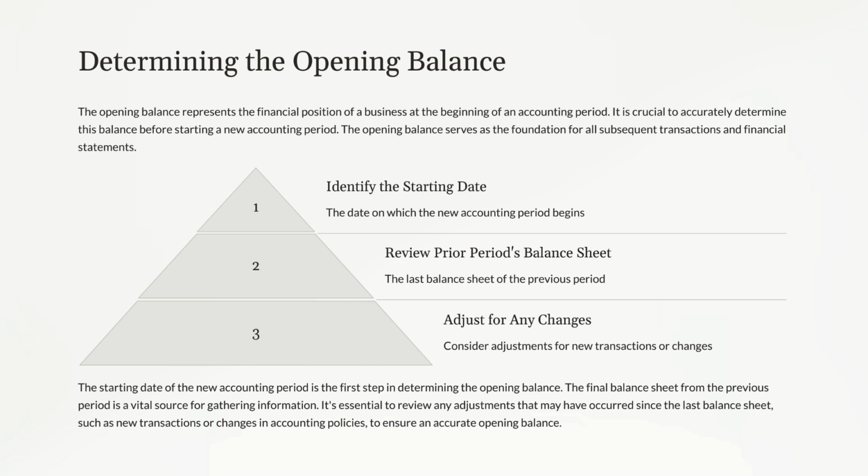The final balance sheet from the previous period is a vital source for gathering information. It's essential to review any adjustments that may have occurred since the last balance sheet, such as new transactions or changes in accounting policies, to ensure an accurate opening balance.